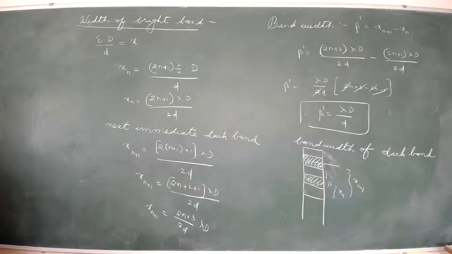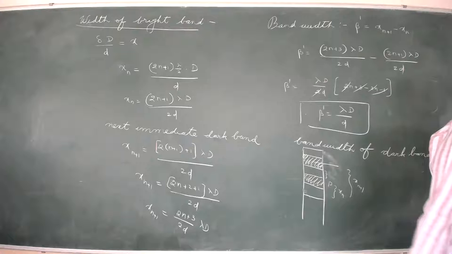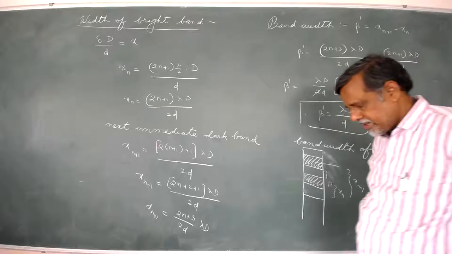Okay, so the interference pattern, that phenomenon, is over. The interference discussion is over. Now the next property of light, that is diffraction.